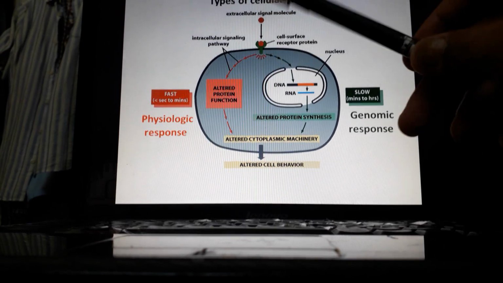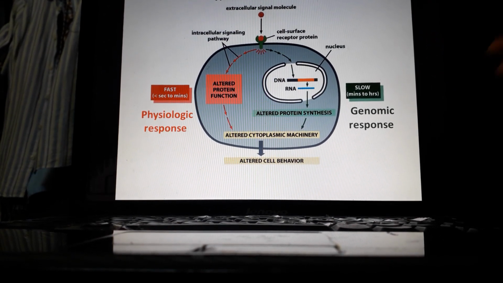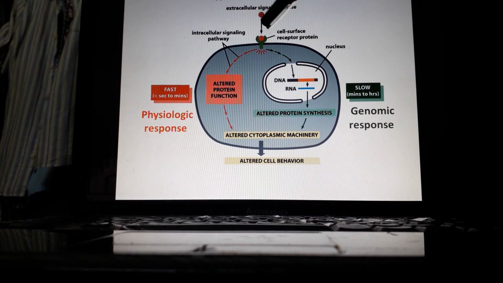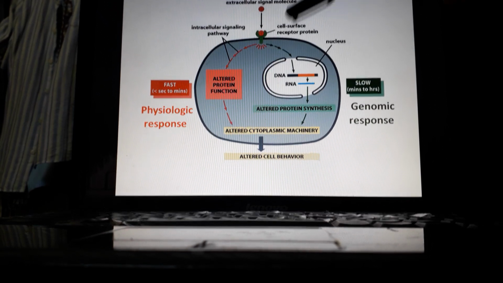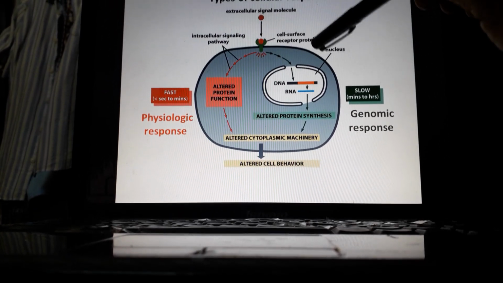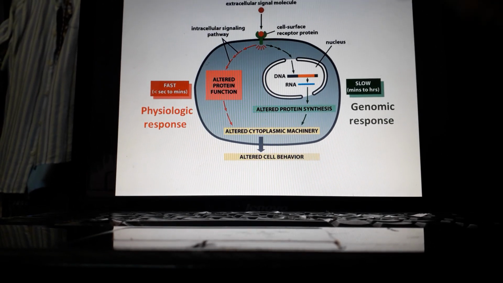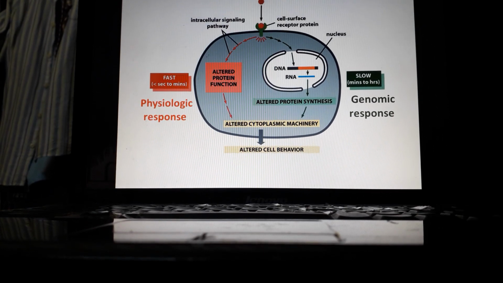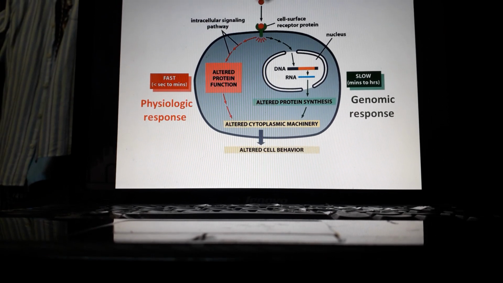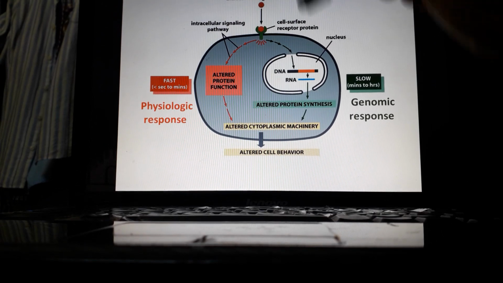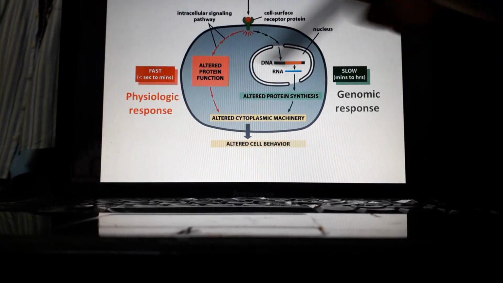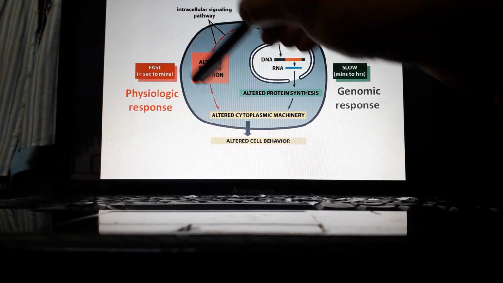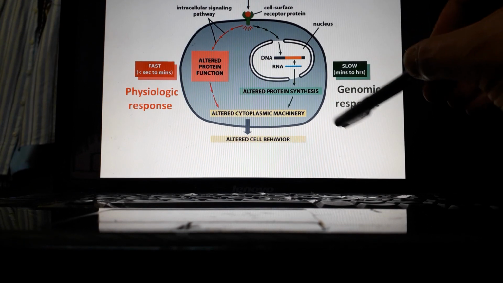Now, regarding response, after activation of the receptor, there are different kinds of cellular responses, depending on which downstream molecules are activated. But depending upon the nature of cellular response, they are broadly divided into two distinct kinds of responses. One is known as physiologic response, another is known as genomic response.